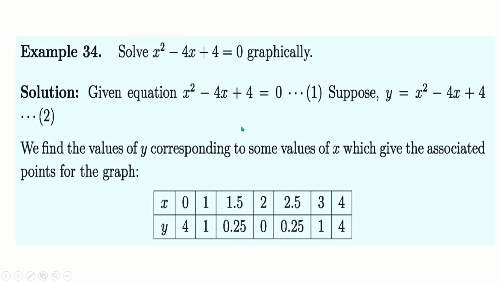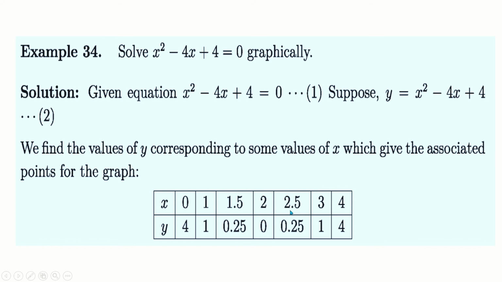Same math, I will explain again. Here is given x² - 4x + 4 = 0. This is the given condition, equation number 1. We have to let y equal to this. Now we have to find the values of y for corresponding values of x, get the associated points for the graph, and put them in the table.